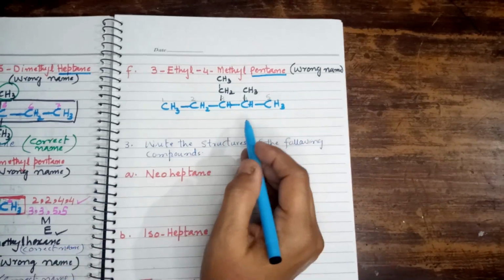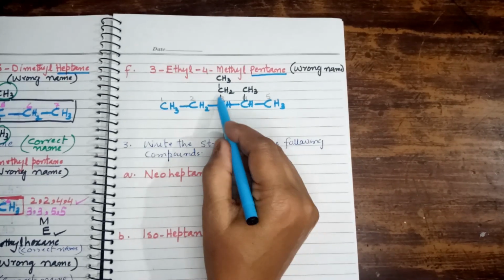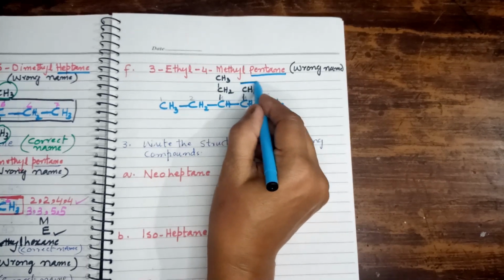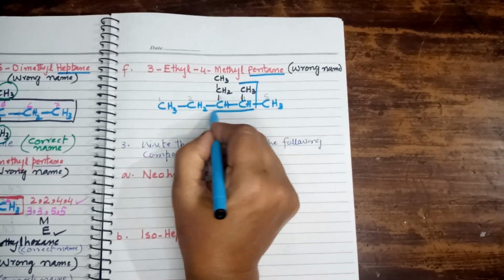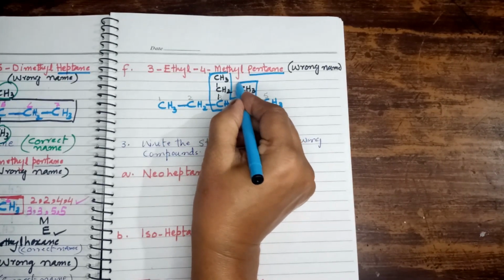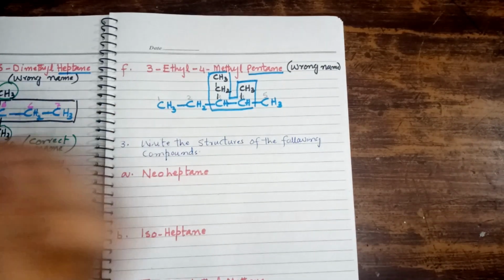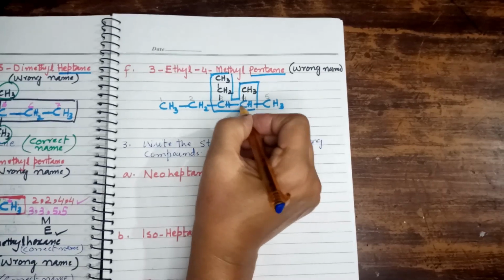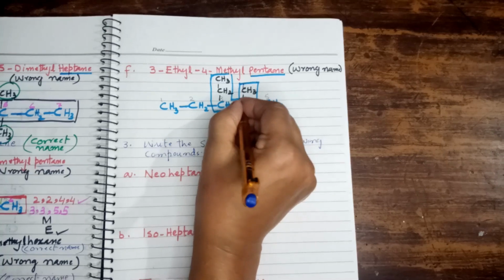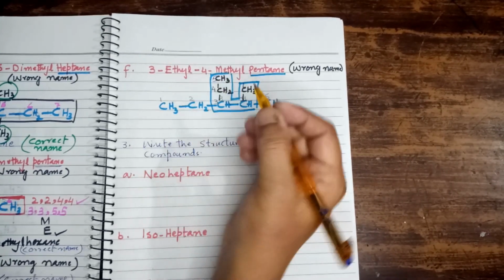All right, students. So this is the correct way. We find the parent chain here. Right? Now we do the numbering again. 1, 2, 3, 4, 5. 1, 2, 3, 4, 5.